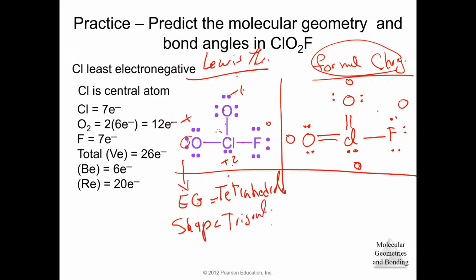Trigonal pyramidal. Pyramidal. Yes? How about this one? Still the same thing, and the shape is exactly the same. Because you still have 1, 2, 3, even though they're double bonds, so the electron groups would be 1, 2, 3, 4. That would be tetrahedral. And if one of them is a lone pair, then the shape would be what? Trigonal pyramidal.